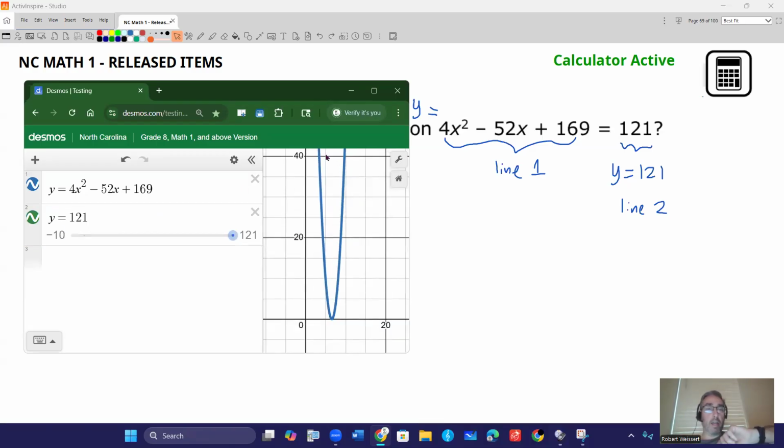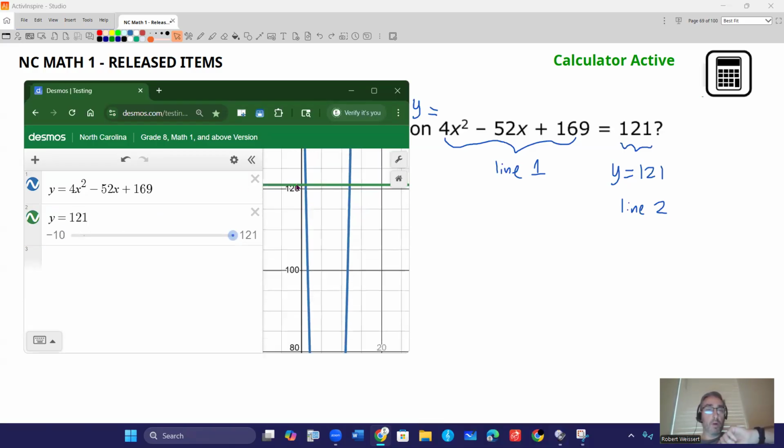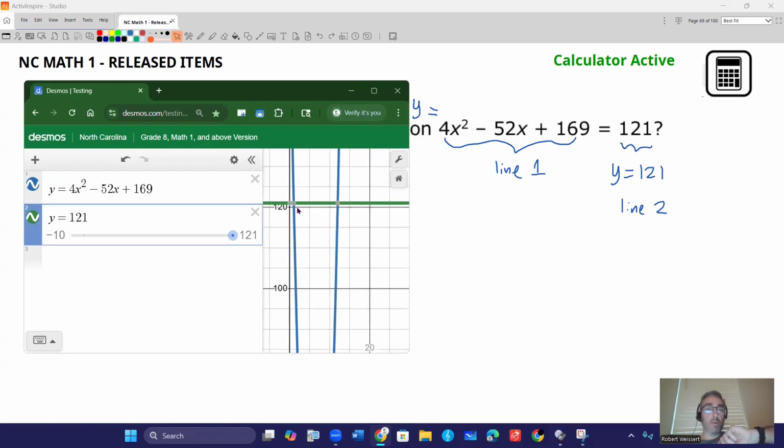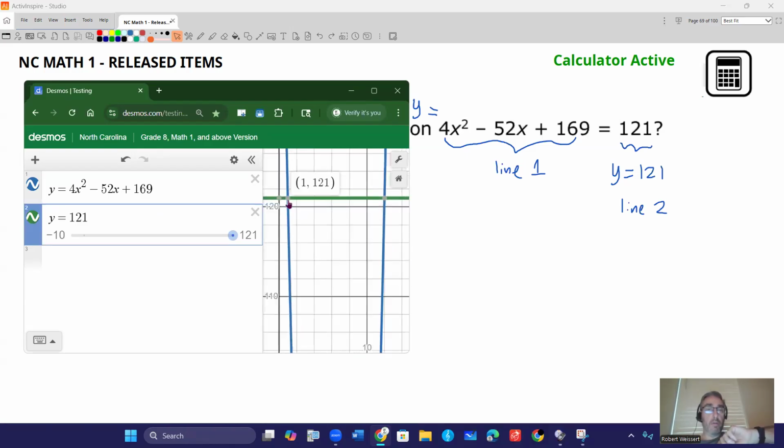And you won't see that because 121 is way up here. So that's a y value. I've got to go high. So I'm going to go up here, and you can see a flat line on 121. And if you zoom in here, you'll get two answers: 1, 121 and 12, 121. Now, we're not asking for the 121s here. I'm asking for the x values where those are equal to each other. So the answers are going to be 1 and 12.